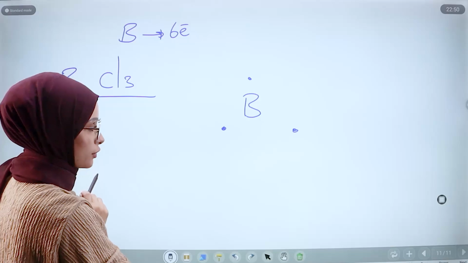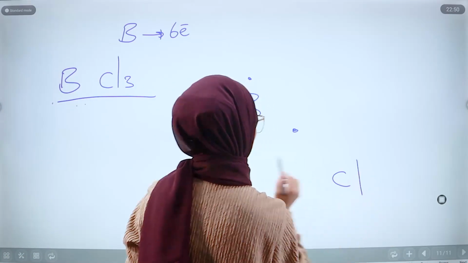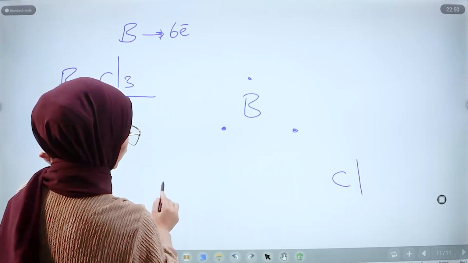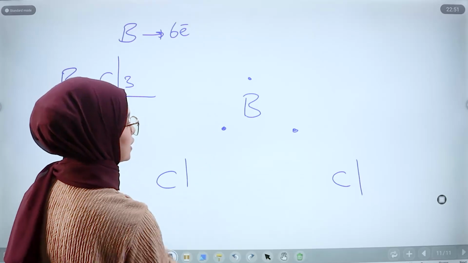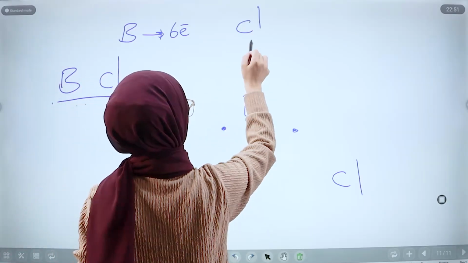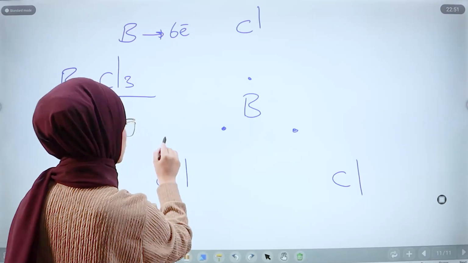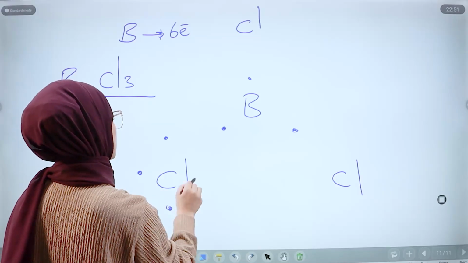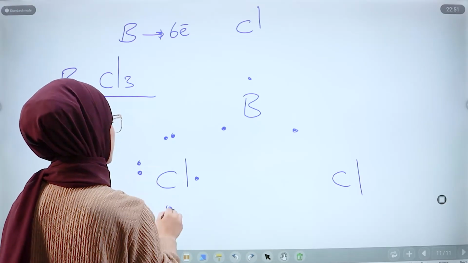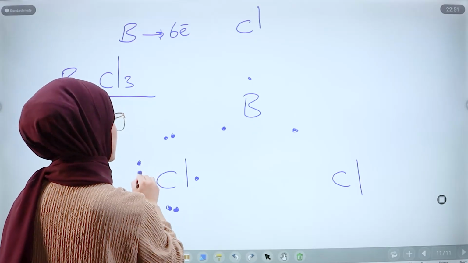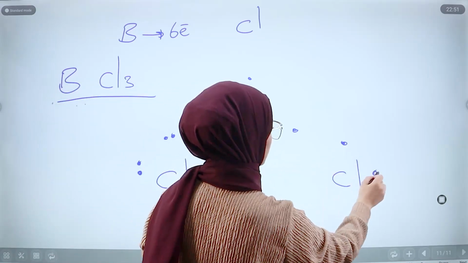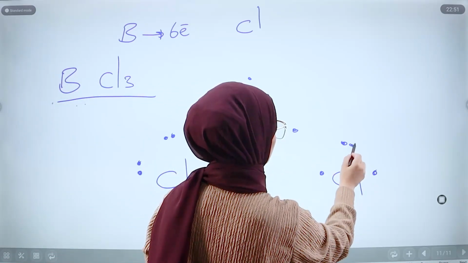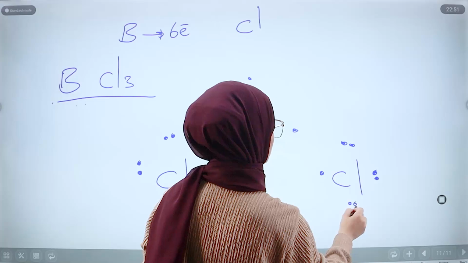So I will draw now 3 chlorines. This is the first one facing the single electron. This is the other one facing the single electron, and this is the third one facing the single electron, with 1, 2, 3, 4, 5, 6, 7 electrons. I know that now it's easier and you have a full idea how to draw the Lewis dot structure for each one.